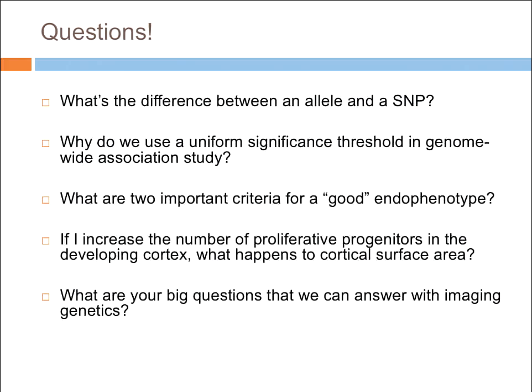Okay, so that's my talk, but I wanted to give you some questions to make sure you understood some of the stuff that I was saying. The first question: what is the difference between an allele and a SNP? Anyone, just shout it out. A SNP is a single nucleotide polymorphism. Good, and it is a location in the genome. An allele is the variant state of that SNP. Good, thank you.